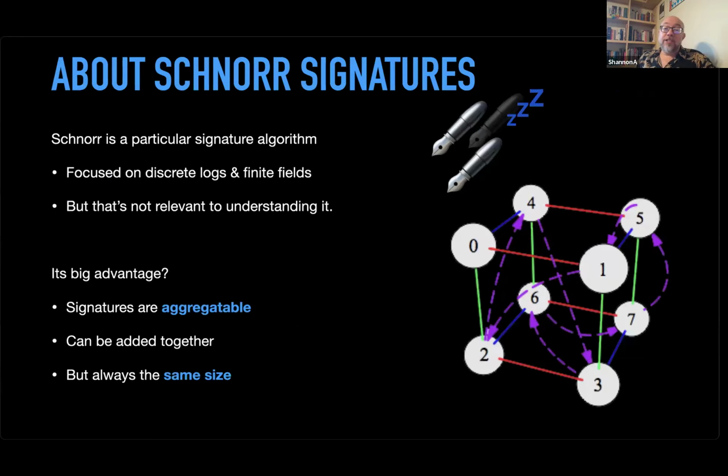Okay, so Schnorr. It's a particular signing algorithm. It's got a different foundation than some traditional signatures like RSA or ECDSA, but I'm not going to get into that. What's important to know are the advantages of Schnorr signatures, and the big one is that they're aggregatable. You can add together my signature and your signature for a multi-sig, and what you get out of it is totally indistinguishable from a single signature, which also means that it's the same size as a single signature.